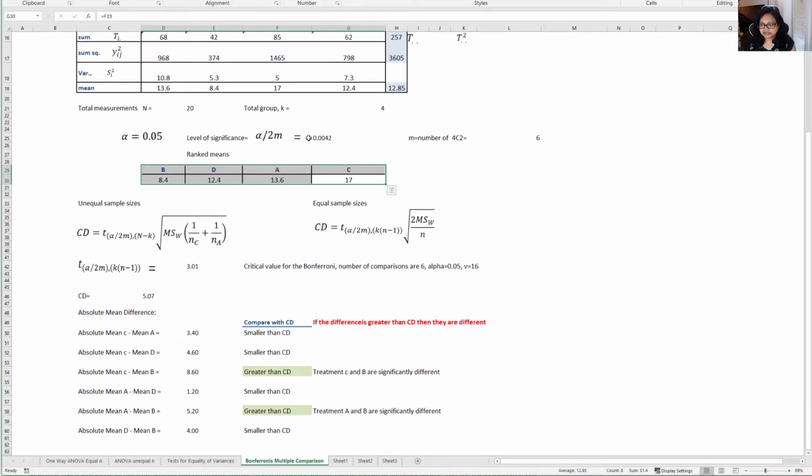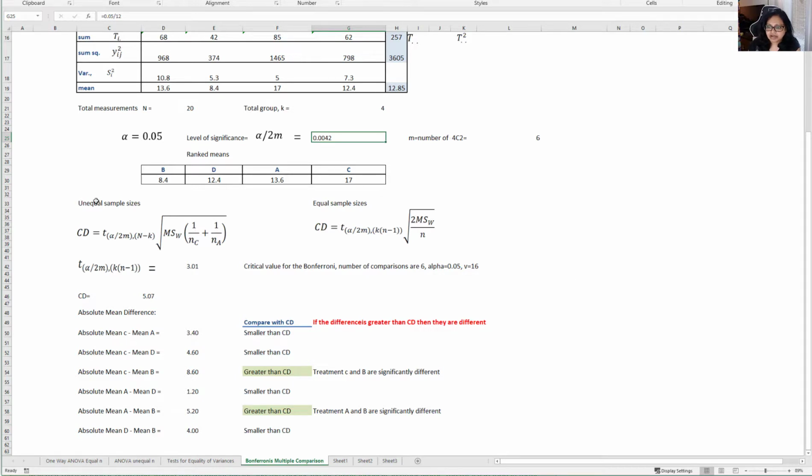After that, you can see that we have the level of significance. Since we have 6 comparisons, we divide the level of significance 0.05 by 2 multiplied by m, that means 12, and that's the level of significance we have to use. For the Bonferroni's test, you will see that in the book we have a different critical table. We have to use the Bonferroni's critical table for this analysis.